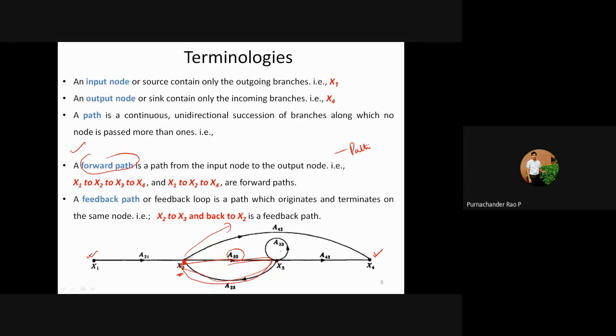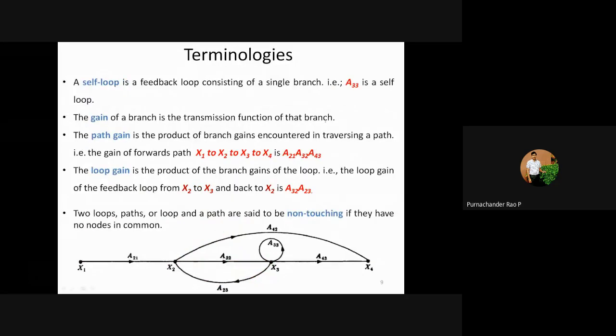And then there is a single loop, which is a33. a33 is called a self loop, starting from x3 and moving towards x3 only. The next important thing is gain. Gain is nothing but the value of that particular branch: a21, a32, or here a23. These are called the gains.